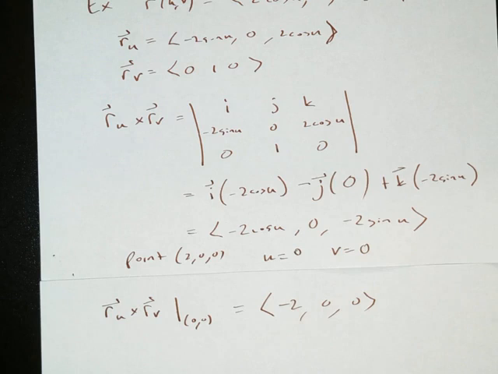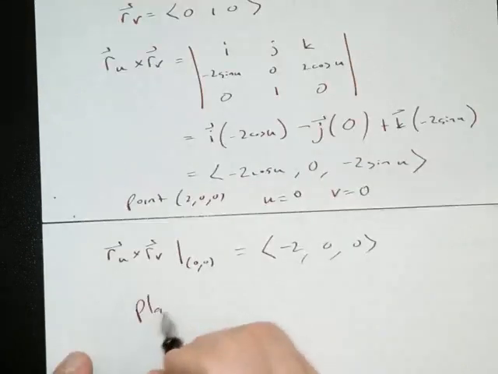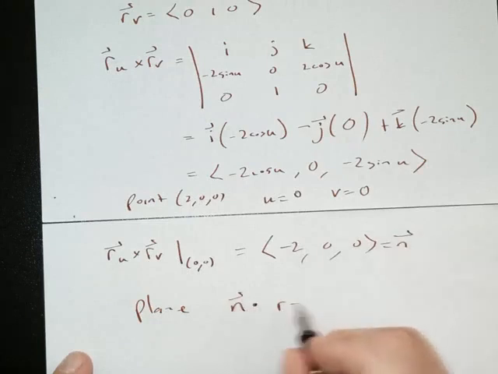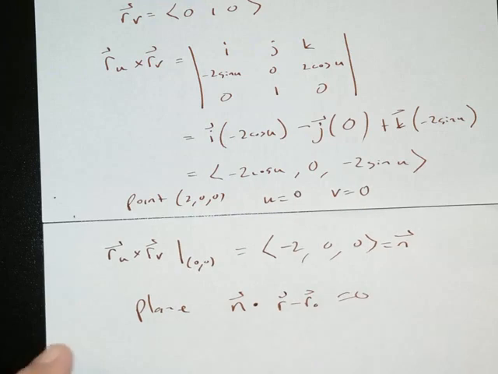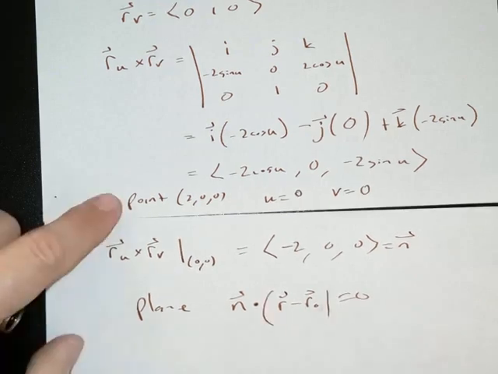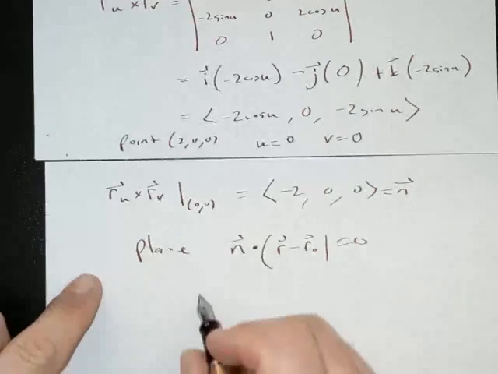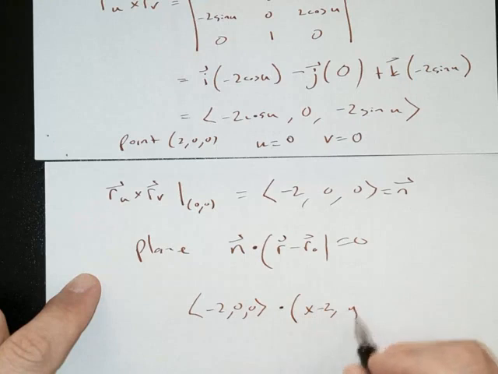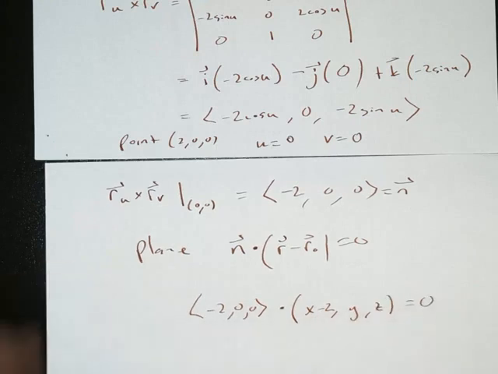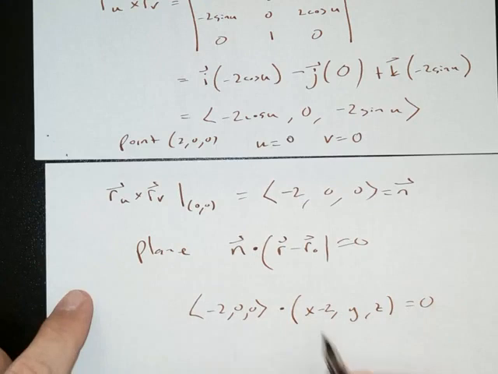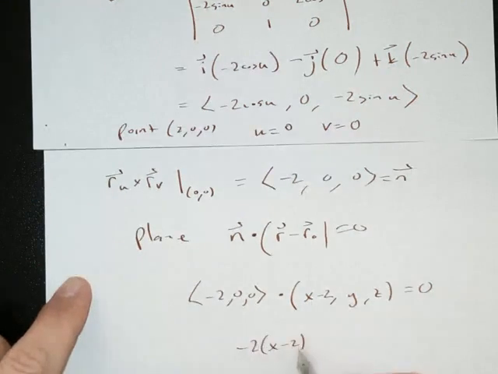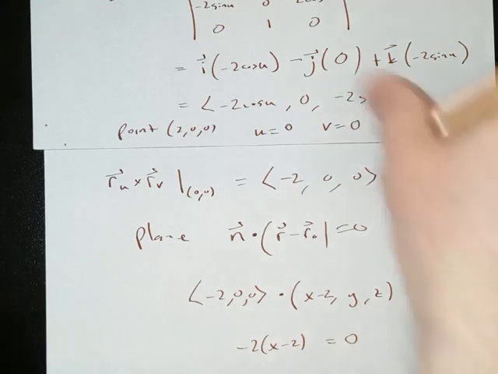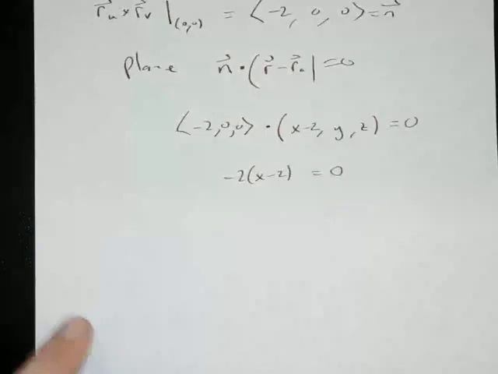This is our normal vector, n dot r minus r0 equals 0. What's r0? That's our point. Which gives me the equation of my plane, negative 2 times x minus 2 equals 0. Or x equals 2.